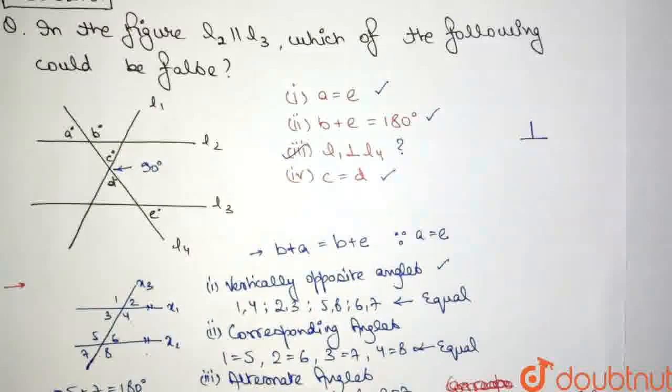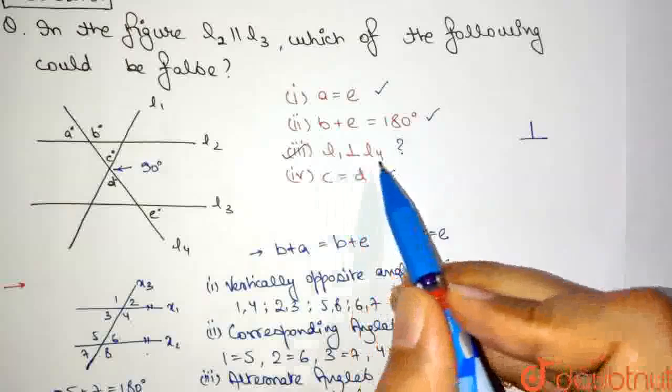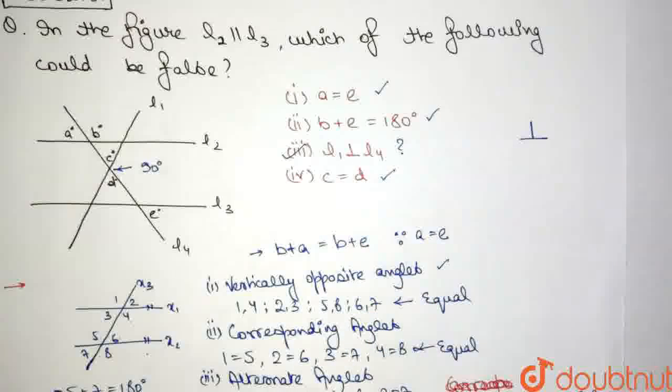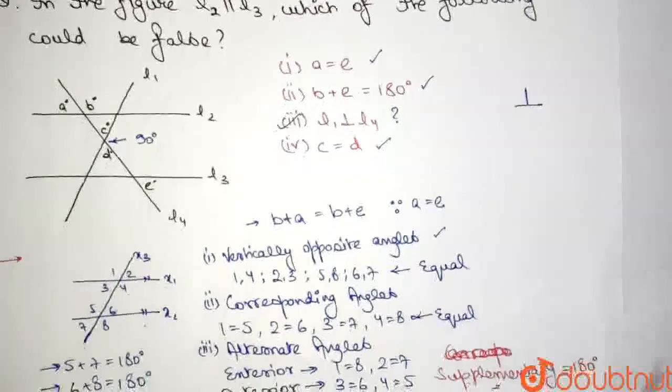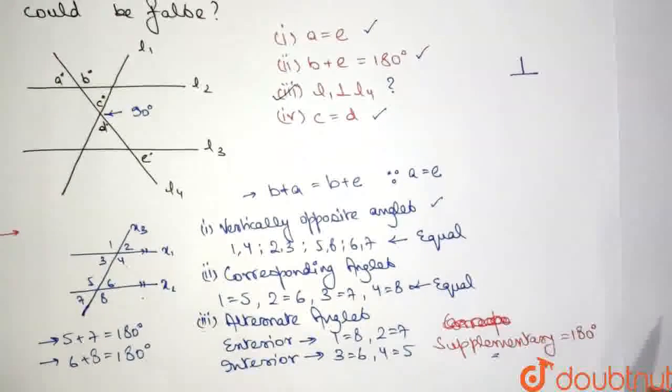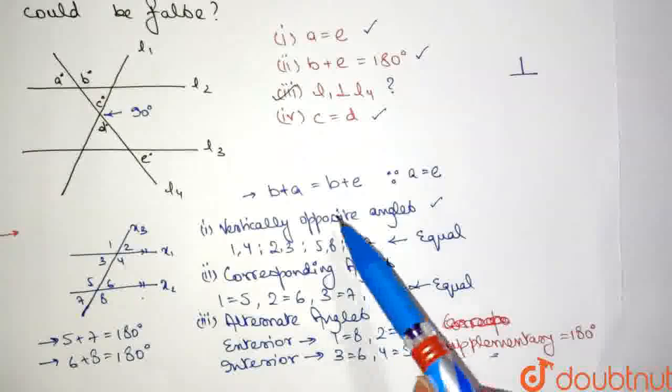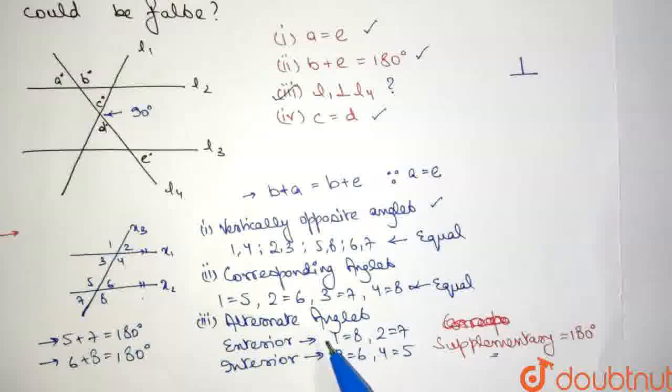And if it says which one could be false, L1 perpendicular to L4 can be false because we don't have enough information. And we looked at this particular question by having a look at these 3 special types of angle relations, and supplementary angles like 5 plus 7, 6 plus 8 that are on the same side of a line. That is it, guys. Thank you so much for watching. So the correct answer is option third.